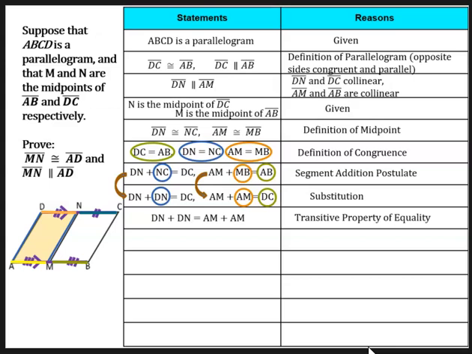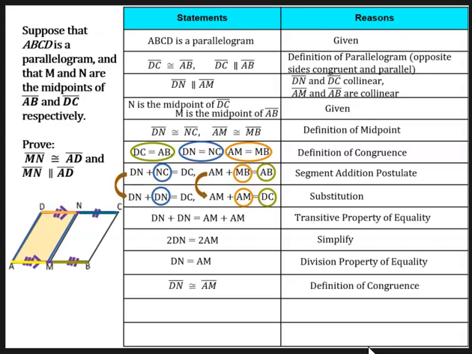My next step is to combine like terms and simplify my equation. Then I'm going to divide both sides of my equation by 2 and convert my statement that says that the measurements are equal to a statement that says the segments are congruent. Now that I have proven that quadrilateral ADNM has one pair of opposite sides that are both congruent and parallel, I can claim that ADNM is a parallelogram.